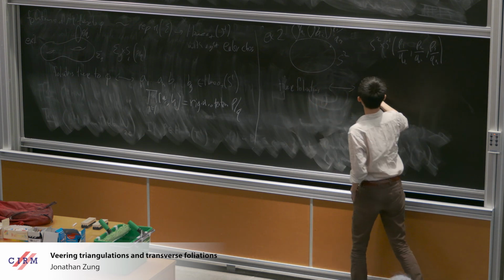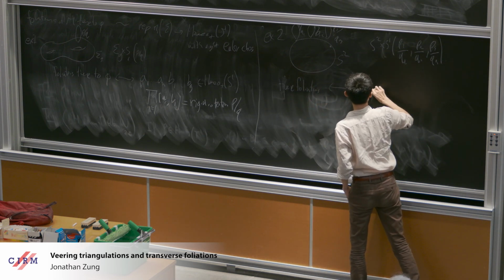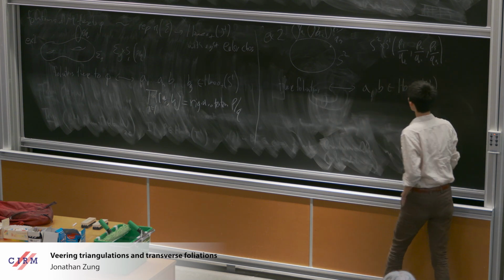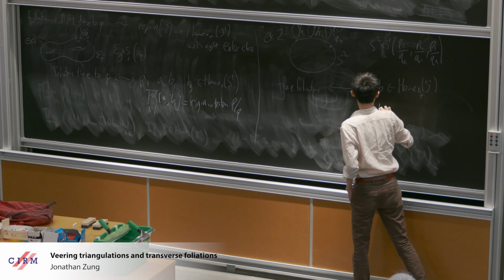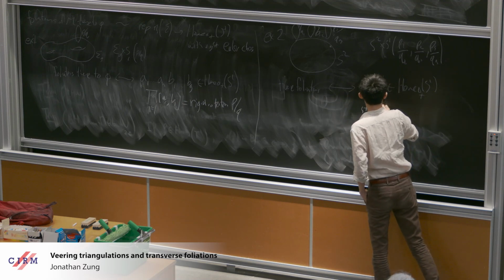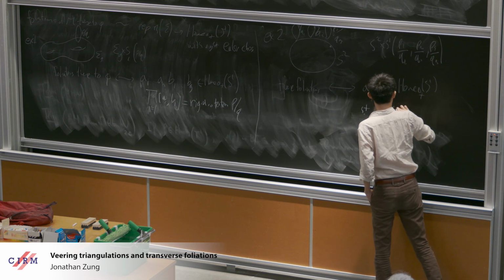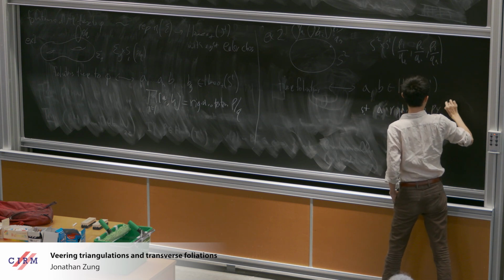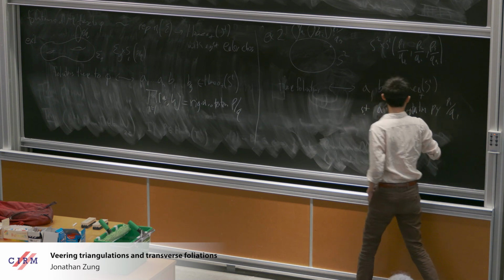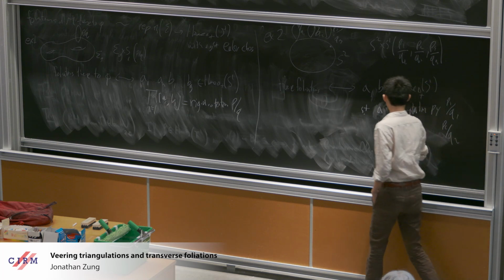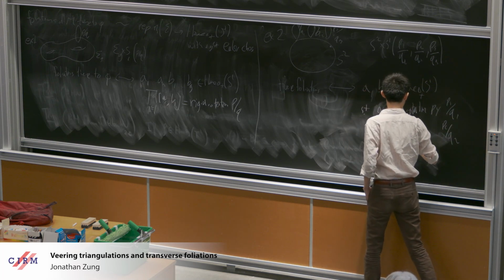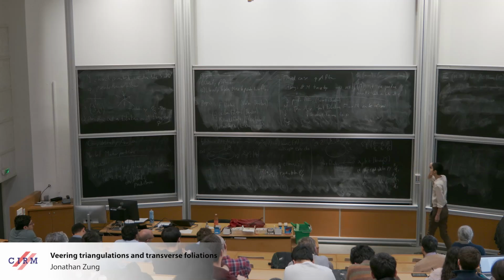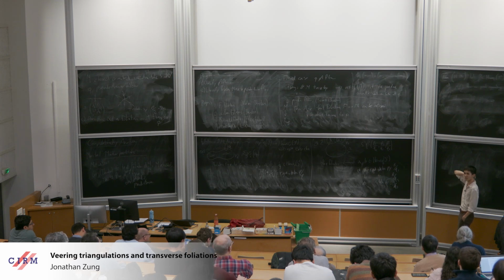are in one-to-one correspondence with choices of elements A and B in Homeo S1, such that A is a rigid rotation by p1 over q1, B is a rotation by p2 over q2, and AB is a rotation by minus p3 over q3. Okay. Questions at this point?